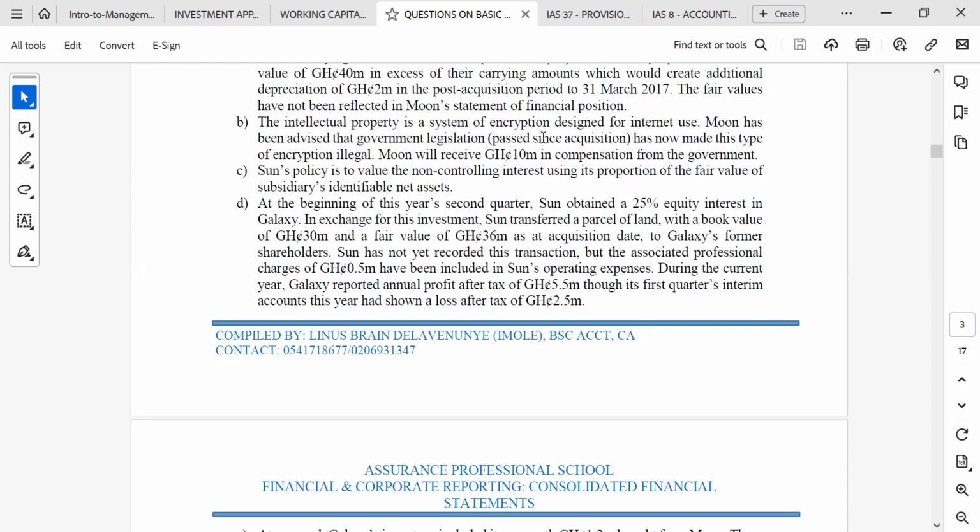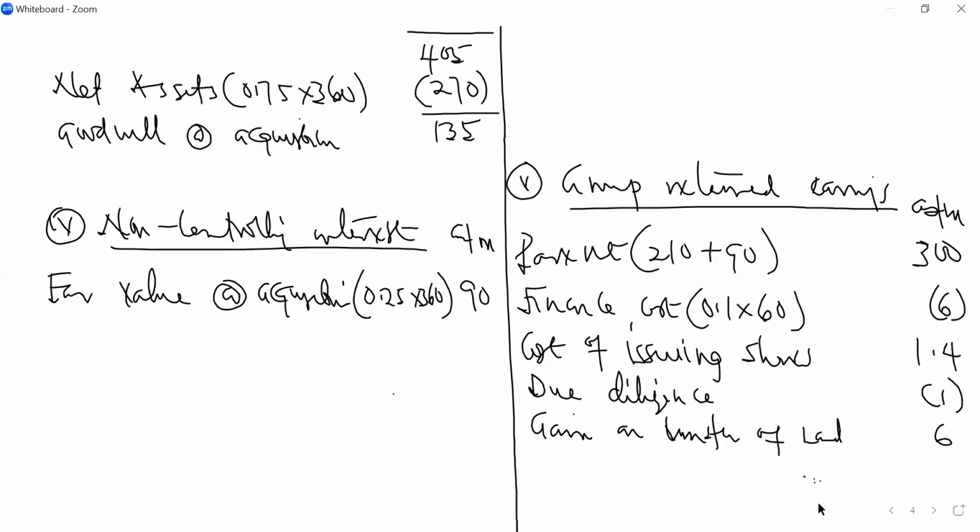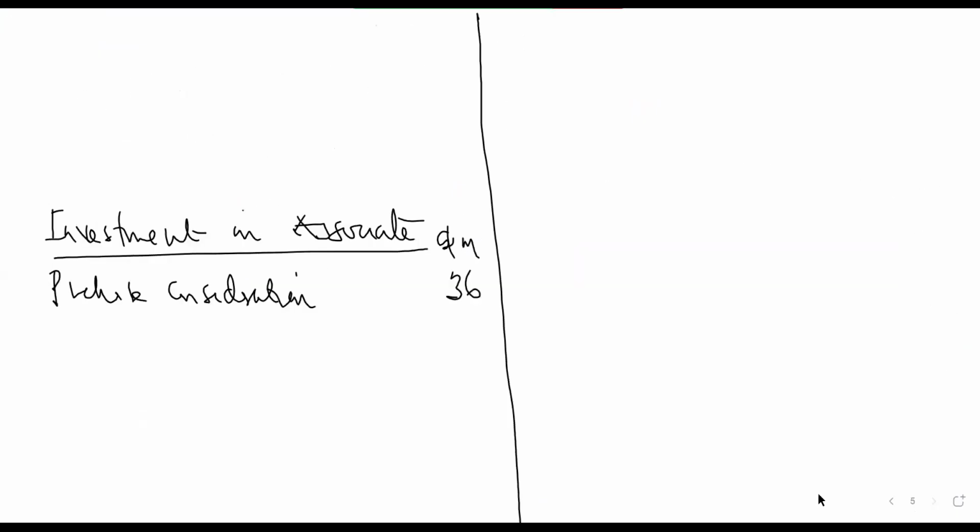I said something about the professional charges. I said something about the direct cost associated with investment in associates. Okay, so what we do over here is that the 0.5 should not be expensed. So we have the professional charges over here. Professional charges over here should be added.